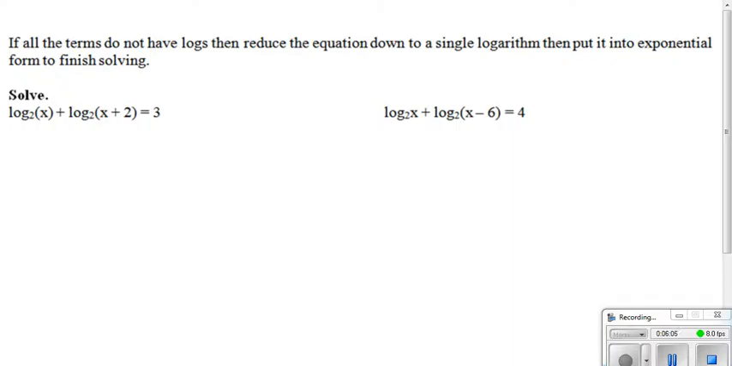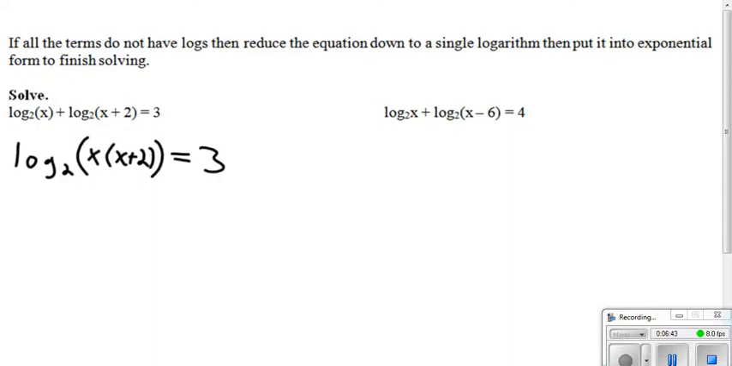So in this first example, we have log base 2 of x plus log base 2 of x plus 2 equaling 3. Notice how they both have the same log base 2 on this side, and they have the addition in between them. So we know from our properties, we can change that to log base 2 of x times x plus 2. So we're taking the two terms that we had and just multiplying them together, and then saying that that equals 3. So we've simplified it a little bit to get to here.